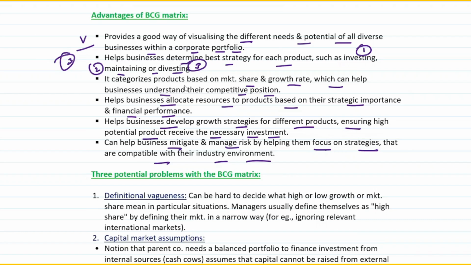This will help you to know the competitive position of the company in the industry. It helps you allocate resources based on the strategic performance and the financial performance. It helps businesses develop growth strategies for different products, ensuring high potential products receive the necessary investment. So it can help you to know the growth strategy. And finally, it helps you mitigate and manage the risk, by helping them focus on strategies that are compatible with the industry environment.